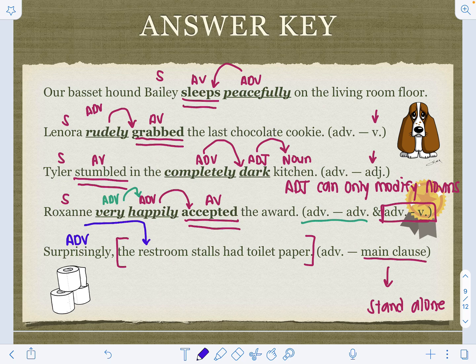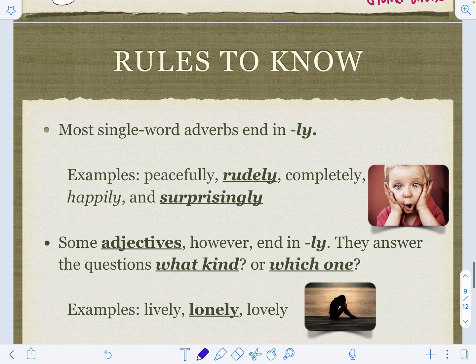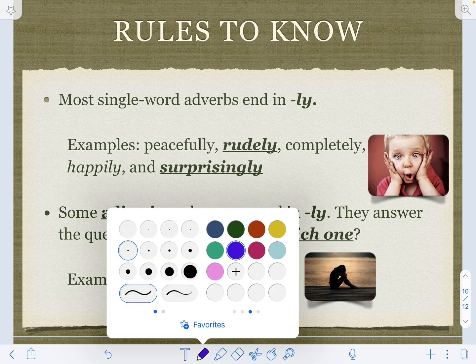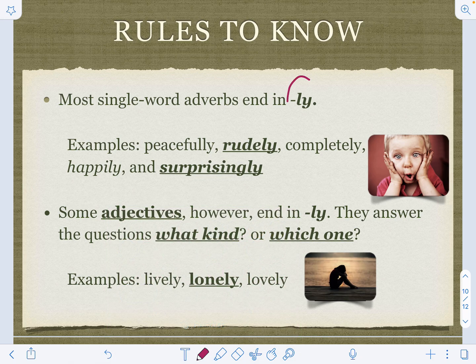Okay. Go ahead and scroll down to the next slide. Most single word adverbs do end in ly. This is something that they teach you in elementary school. Of course, I give some examples here: peacefully, rudely, completely, surprisingly. But there's always exceptions to the rule.